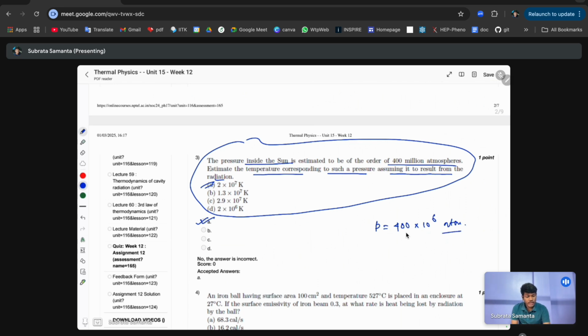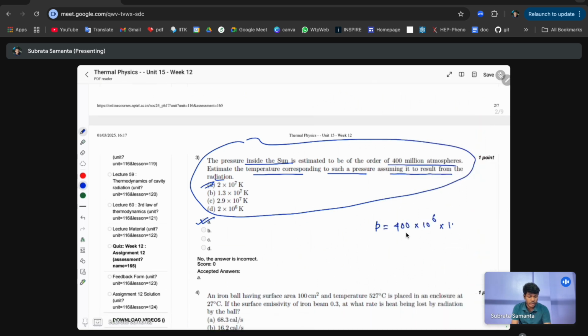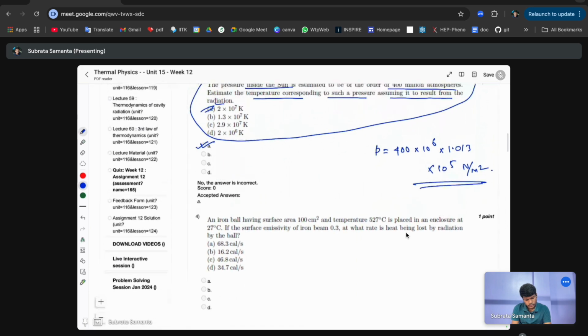So this is in atm, so you have to convert it into SI unit, right? So times 1.013 times 10 to the power 5 Newton per meter square. So choose one unit consistently throughout the problem. I choose SI unit, so convert everything to the SI unit.